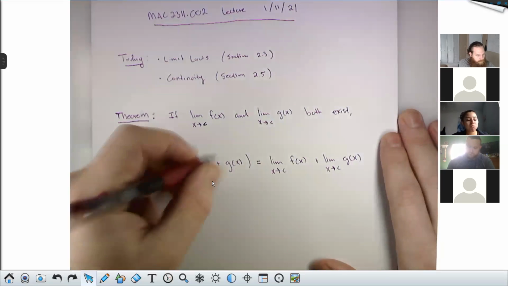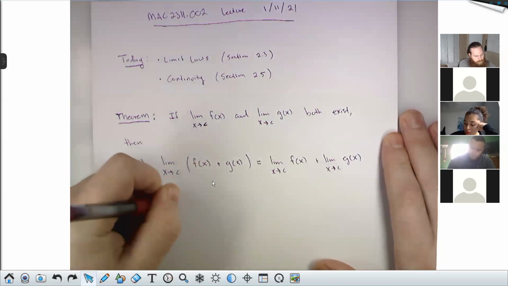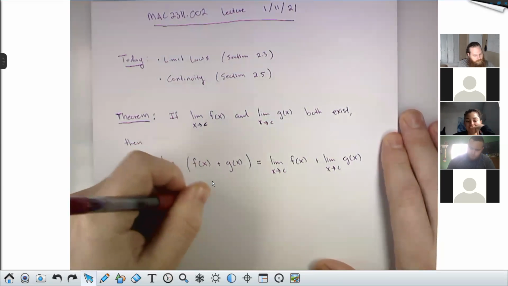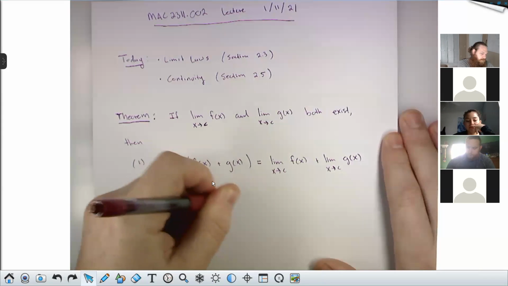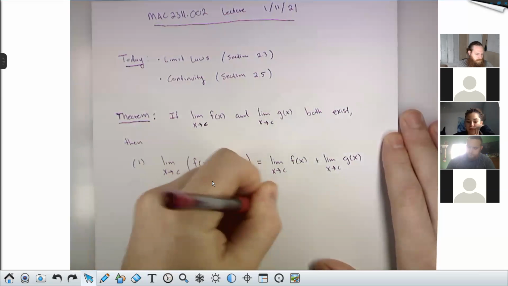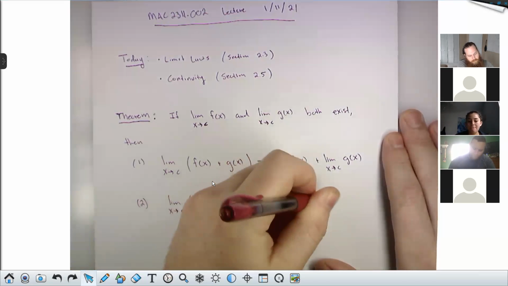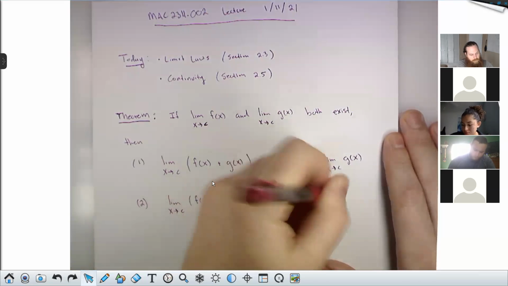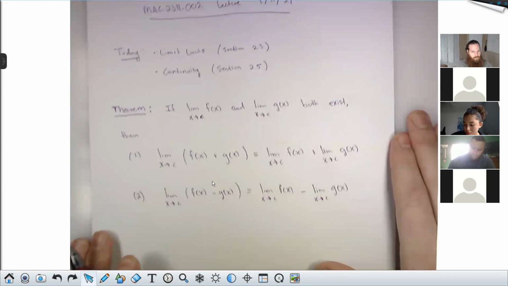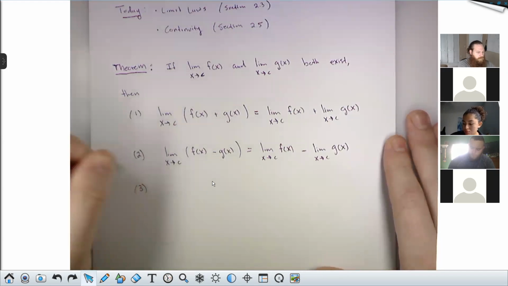Of course, if this works for addition, it works great for subtraction. There's nothing special about addition here. So if you want to take the limit of f of x minus g of x, that would just be the limit of f of x minus the limit of g of x, and there's a bunch of these.